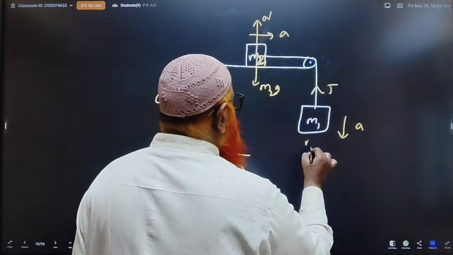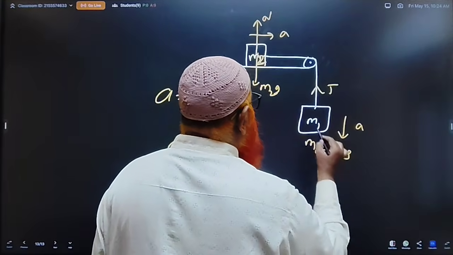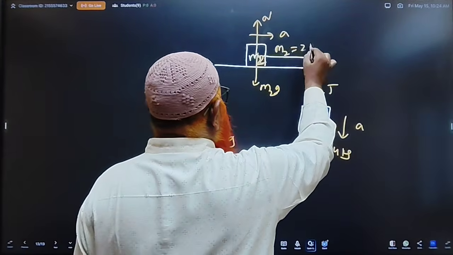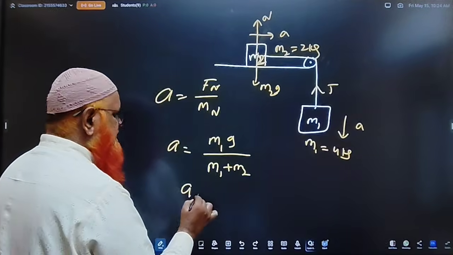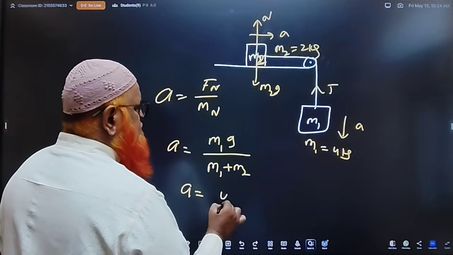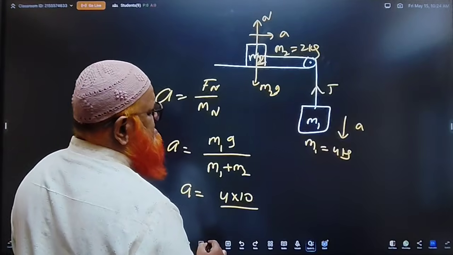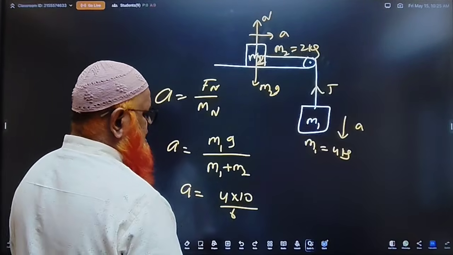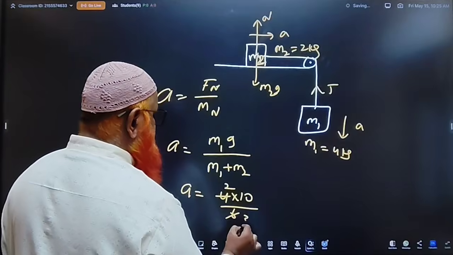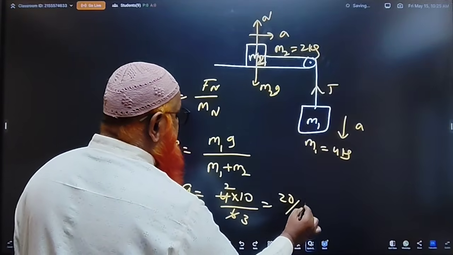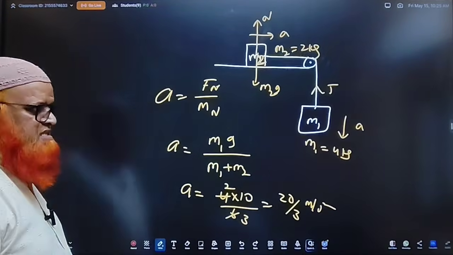Then if M1 is, for example, 4 kg and M2 is 2 kg, what is going to be your answer? A is equal to M1, which is 4, into 10, divided by 4 plus 2, which is 6. So 2 2s, 2 3s. So 20 by 3 is going to be your answer for acceleration.